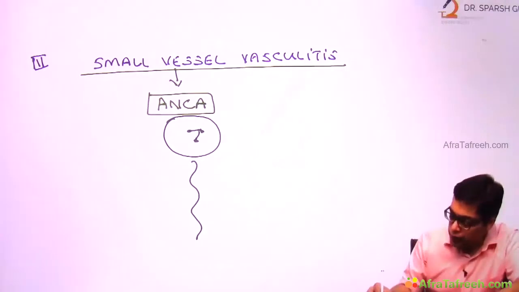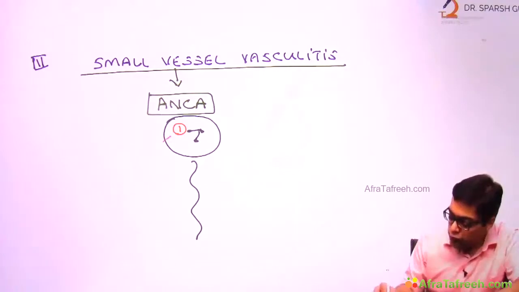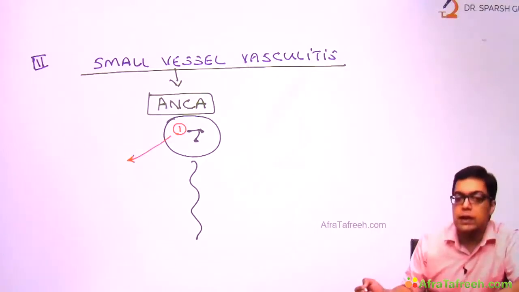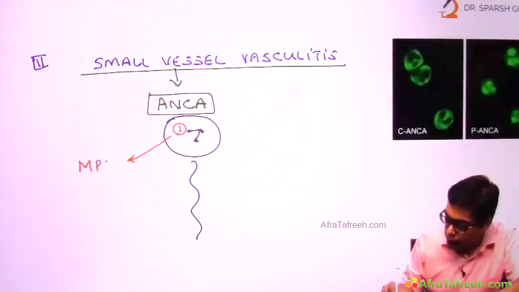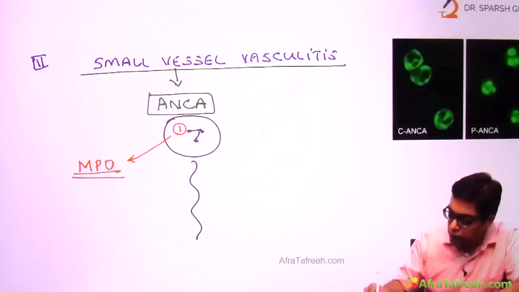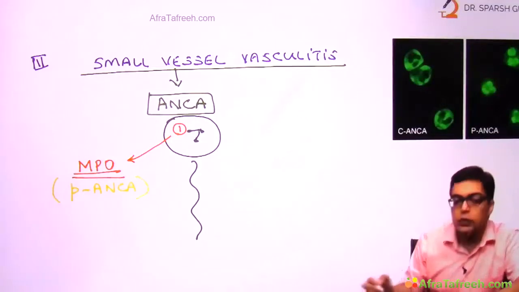Antigen number 1 can be an antigen which is present in this area, that means in the perinuclear area. So when you have formation of antibody against this kind of an antigen, this antigen is given the name of myeloperoxidase, and therefore the antibody that is going to be seen in this condition is given the name of P-ANCA. P for perinuclear, that is the location of the antigen.